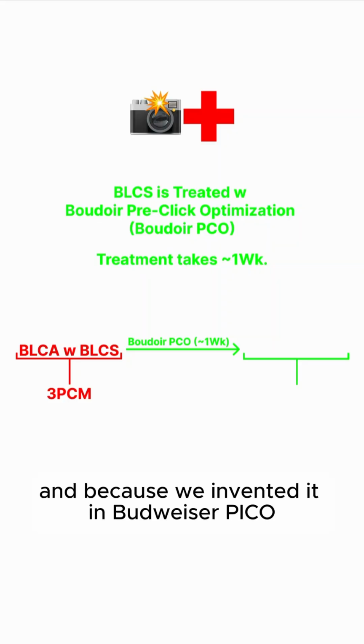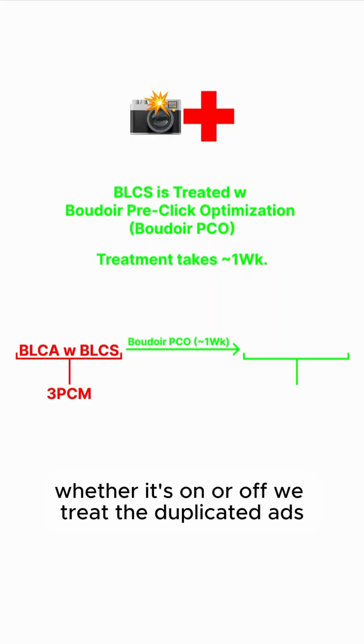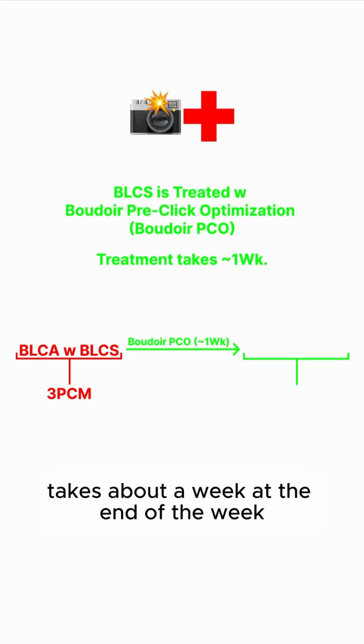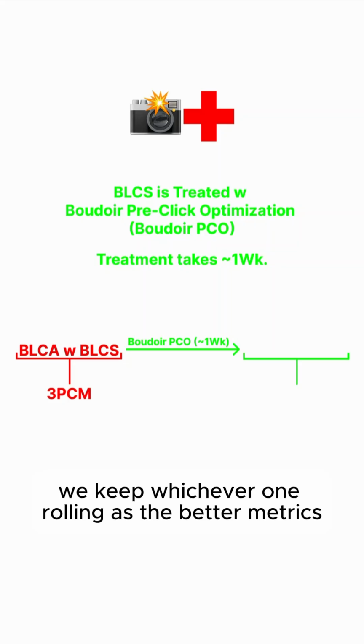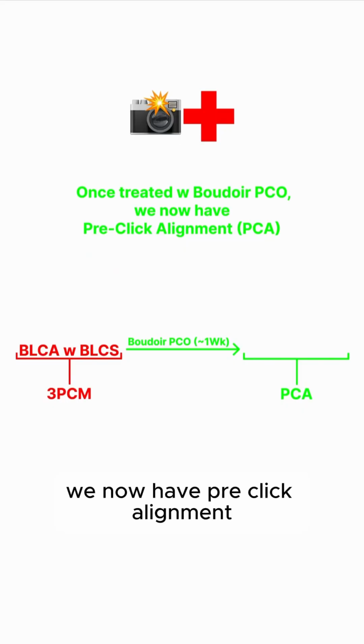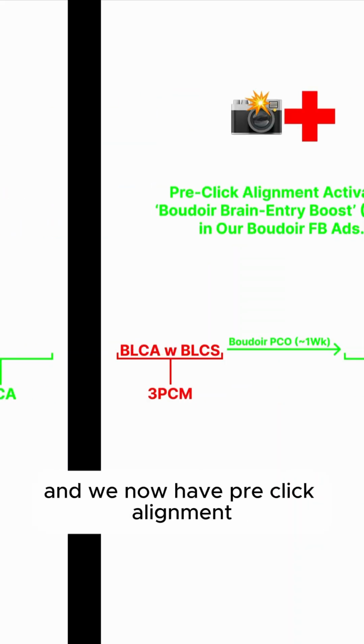In Boudoir Pico, we duplicate the current Boudoir Facebook ad, whether it's on or off. We treat the duplicated ad. We leave the original one alone. Treatment takes about a week. At the end of the week, we keep whichever one has the better metrics rolling. Now, once treated with Boudoir Pico, we have pre-click alignment. So we get rid of the 3 pre-click mistakes, and we now have pre-click alignment.